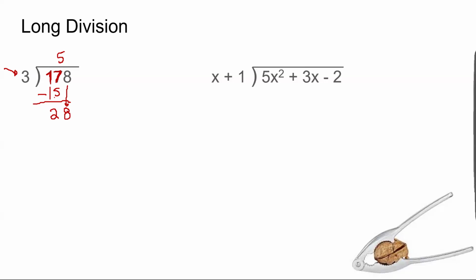You say, all right, now I want this 3. Will it go into 28? Of course it will. And you start running through your multiplication tables. 3 times 6 is 18, 7 is 21, 24, 27, 30. 30 is too big. That would be 3 times 9 would give me 27. So you put the 9 here, multiply it back. 9 times 3 is 27. You put it here, draw a line, you subtract, and 1 like that.